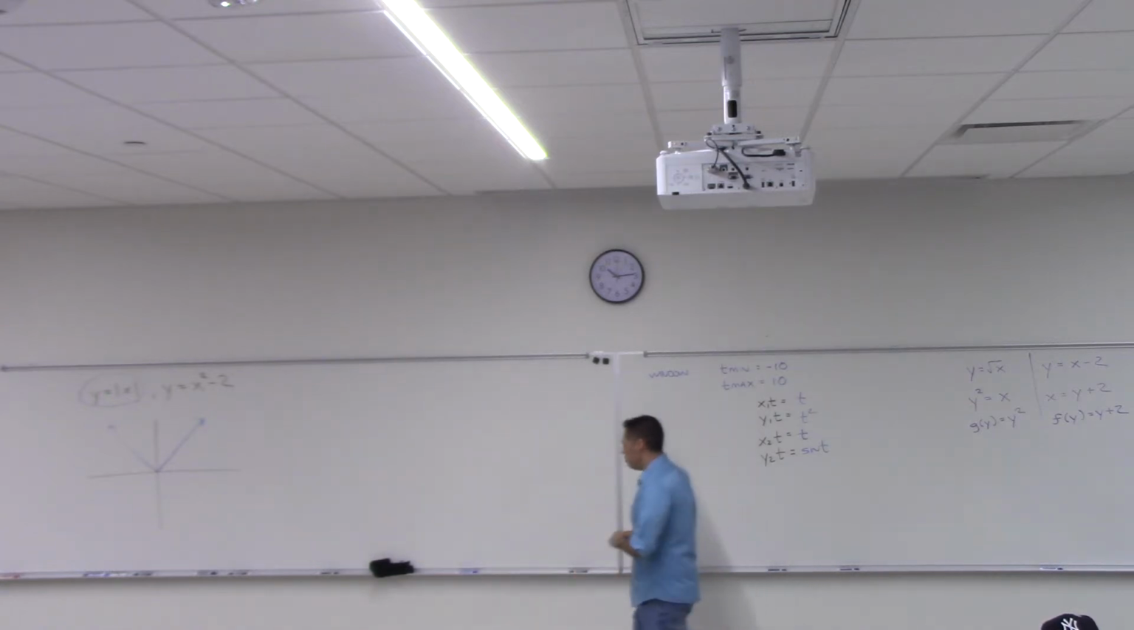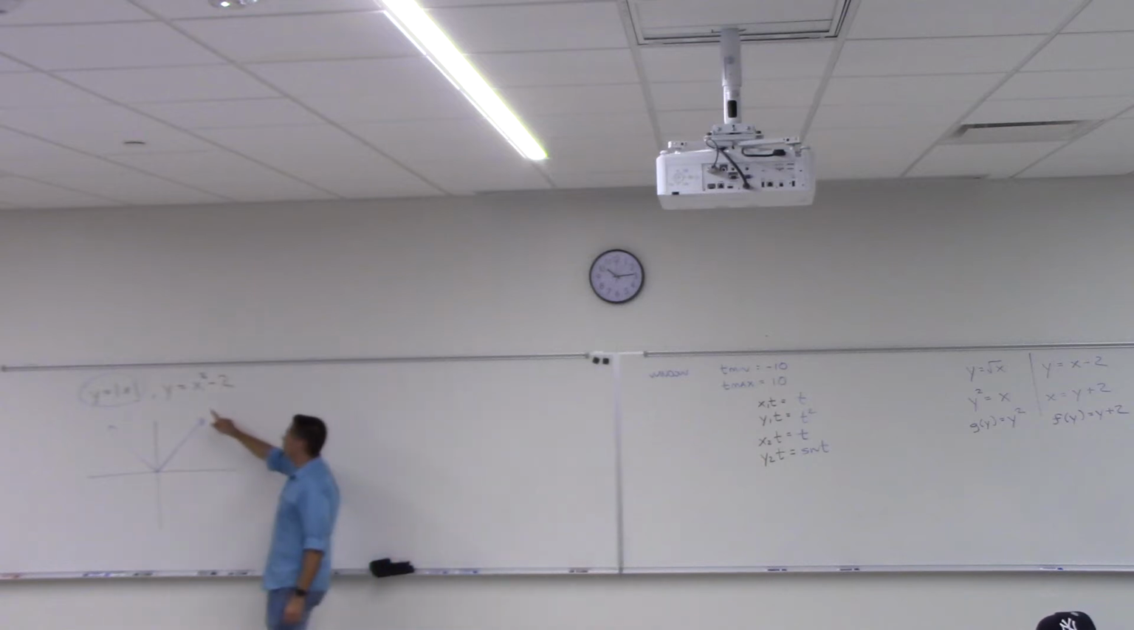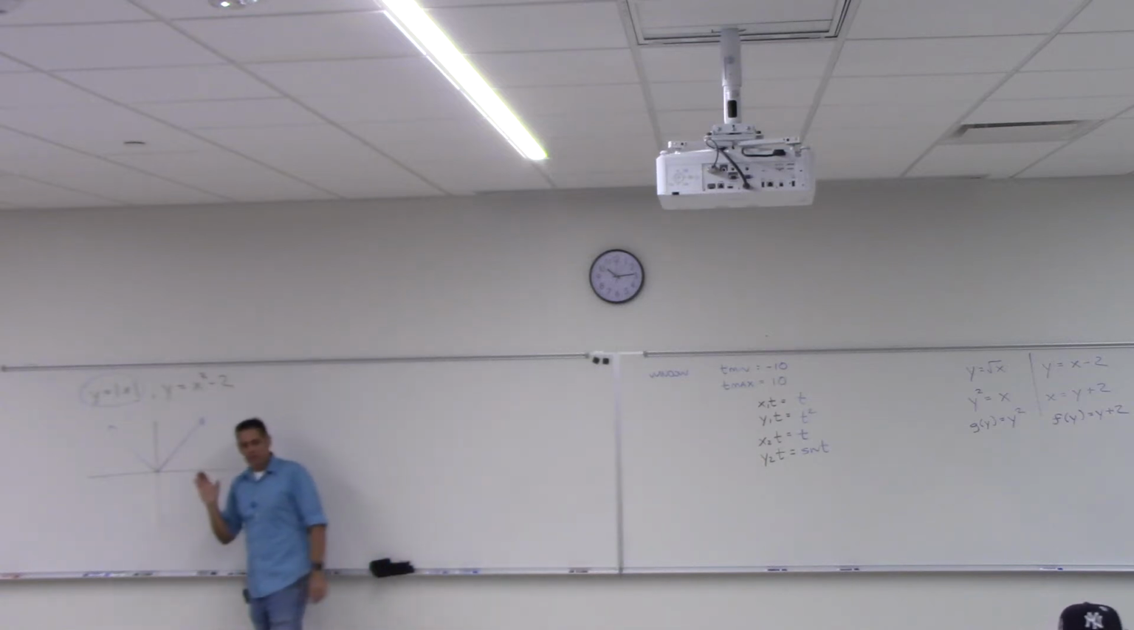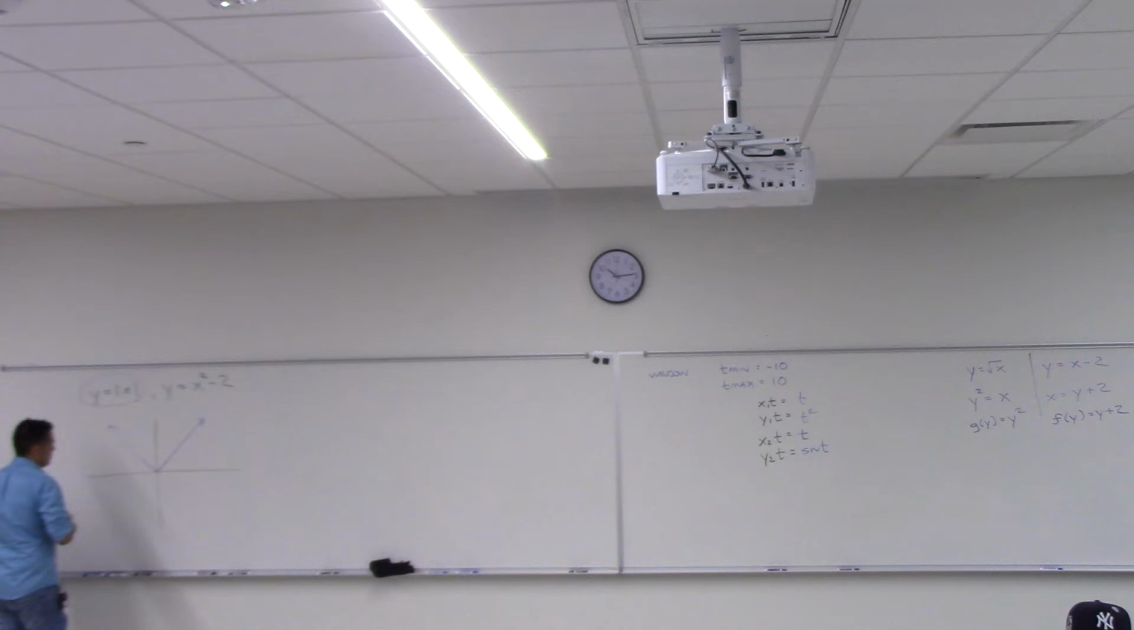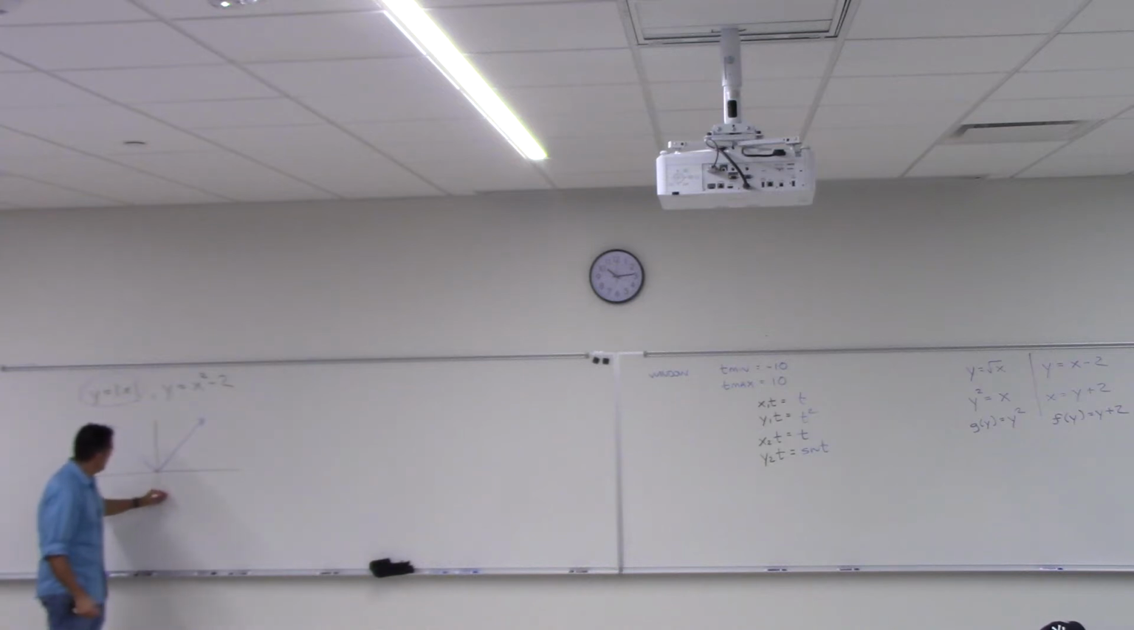x squared minus 2, parabola. Opens up, shifted down 2. Somewhere down here, negative 2. Whatever, it goes like this. They'll hit each other eventually, right?